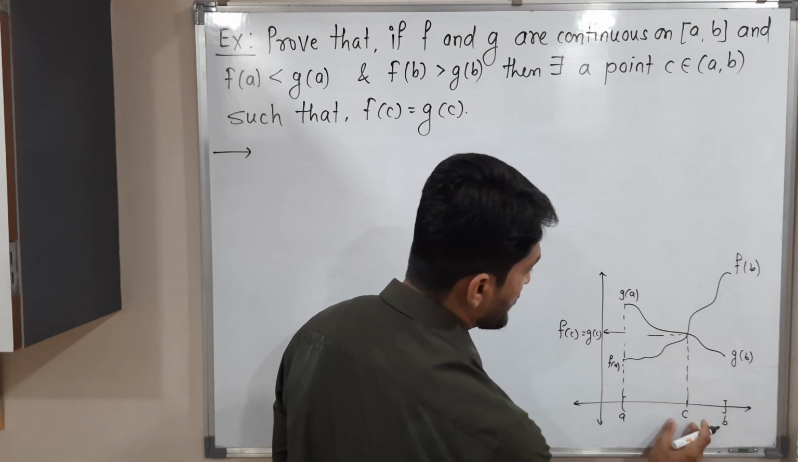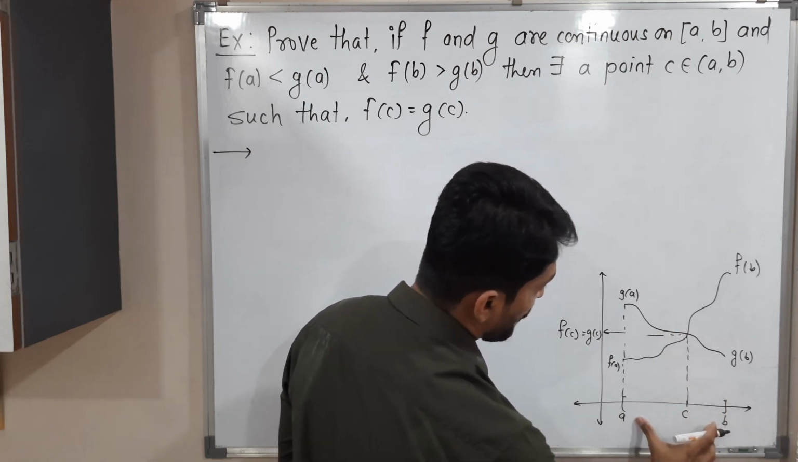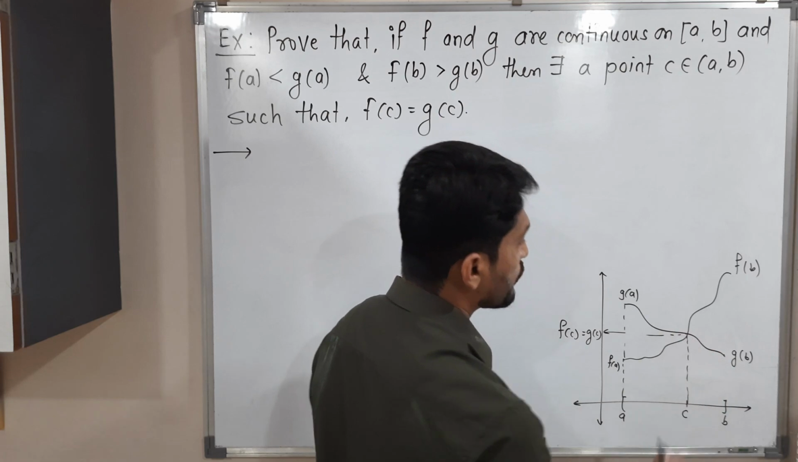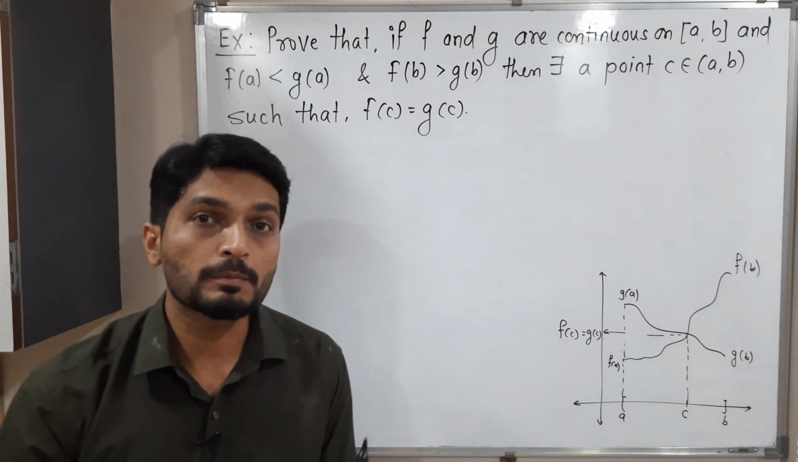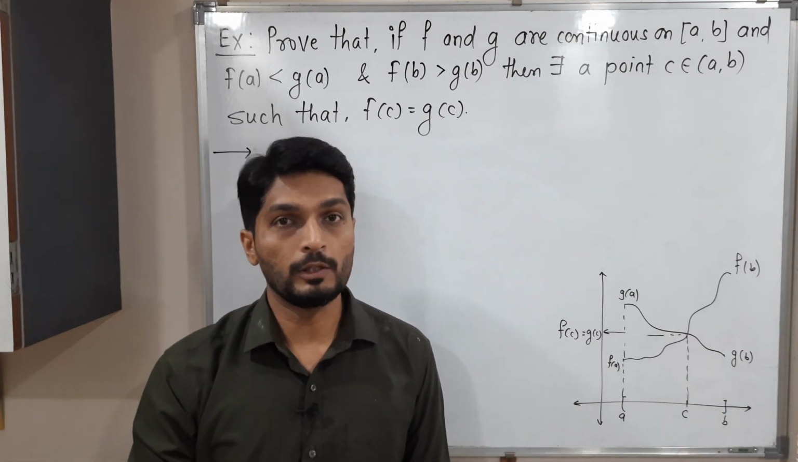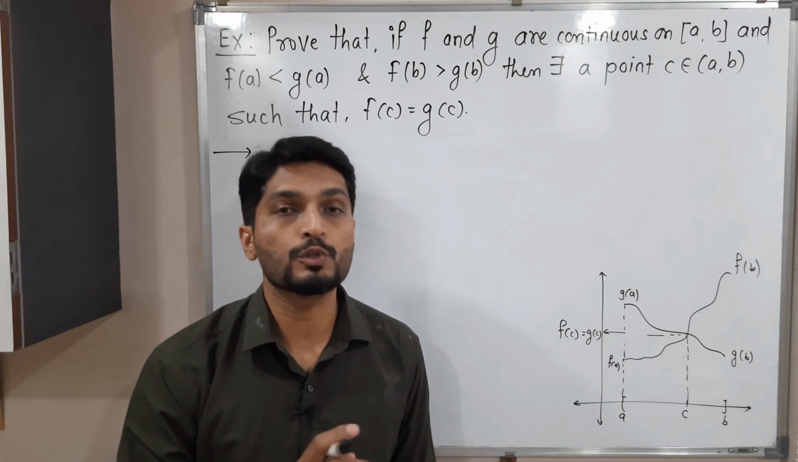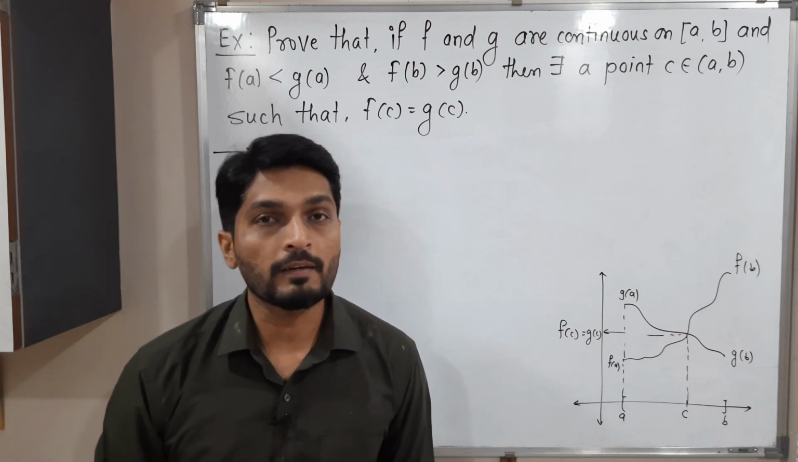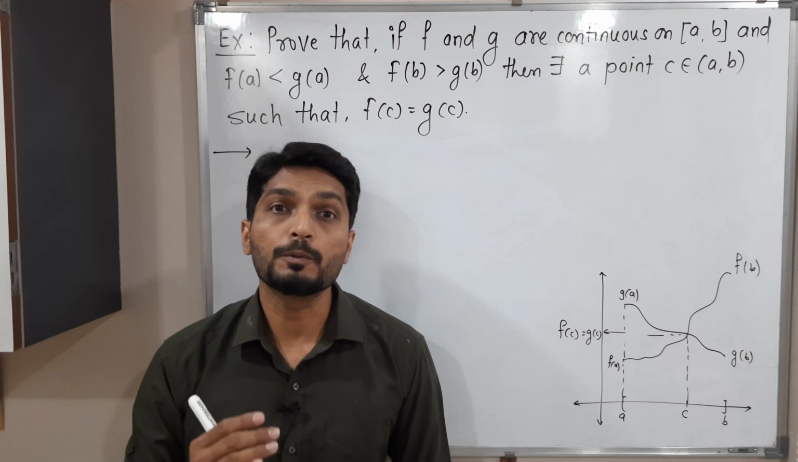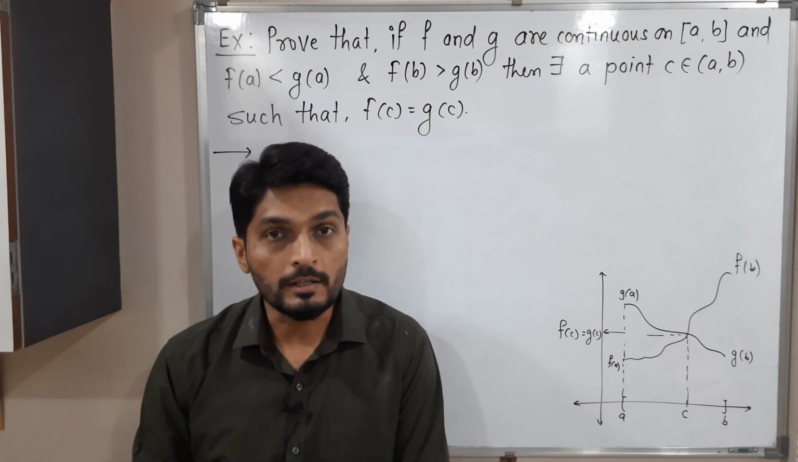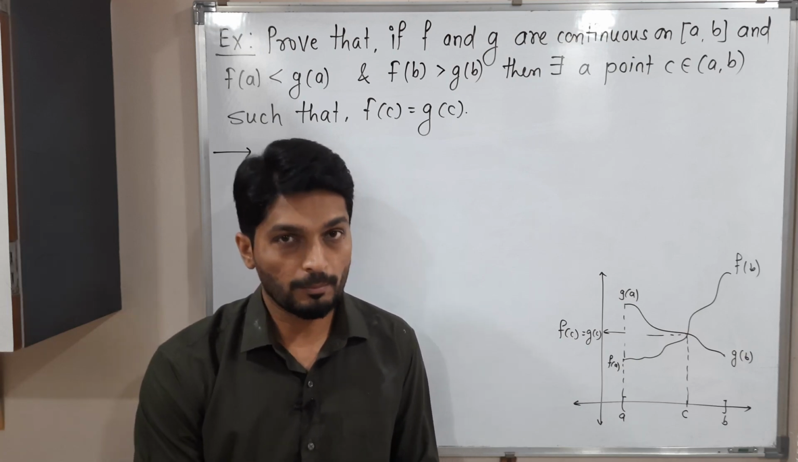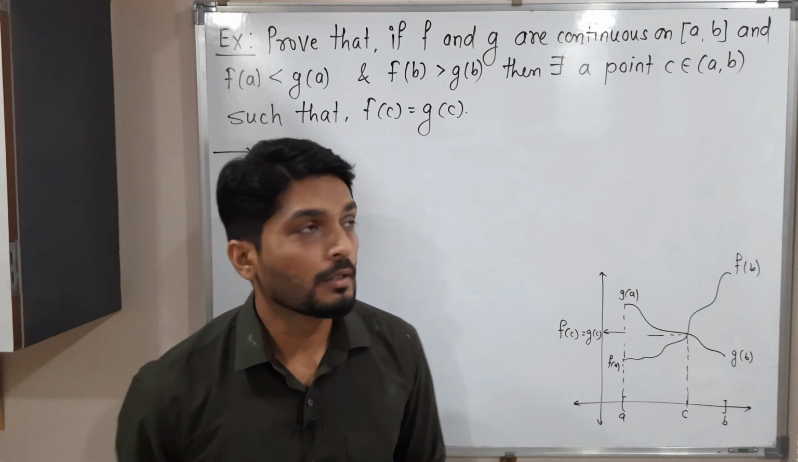That means there is some point C in this open interval AB, and for that point the curves will intersect. That means they will give the same value. It means f of C is equal to g of C. So with the help of this diagram, we have understood the meaning. Now we have to prove this with the help of the intermediate value theorem. So let us go further.